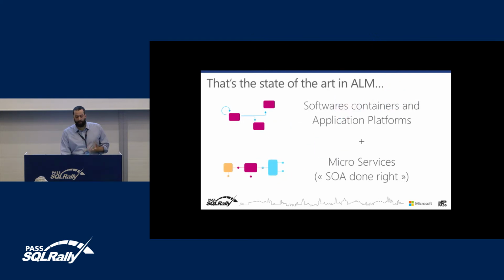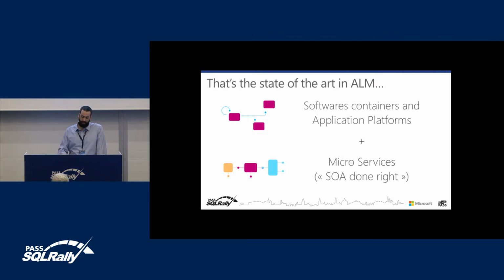And these two ideas, in fact, are not science fiction. That's the current state of the art in application lifecycle management for software development. They're two quite simple ideas: software containers and application platforms. If you've heard the words Heroku or Docker, those are the concepts we are talking about. You just build your code, and you can push it on different platforms, and it just works. Just interface with APIs and different things, and it just works.